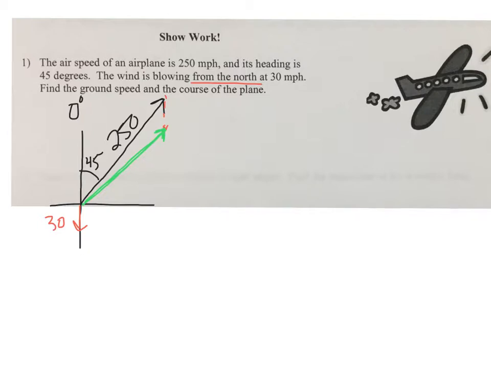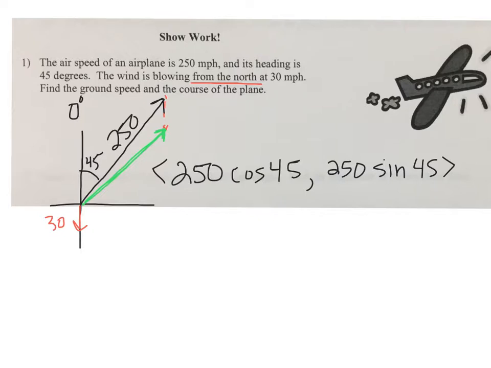So we're going to take the airplane vector and write it as its x and y components. And we do that by multiplying the magnitude by the cosine of the angle. And we find the y value by taking the magnitude and multiplying it by the sine of the angle. And because sine and cosine of 45 are both the same, these should be both the same values. So they both have an x component of 176.78 and a y component of 176.78.